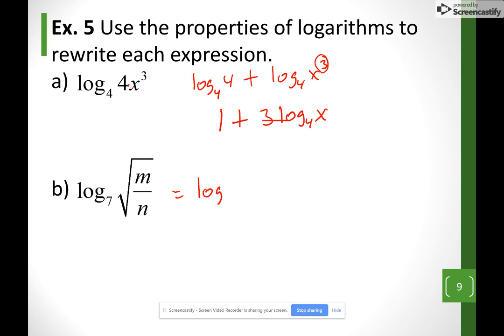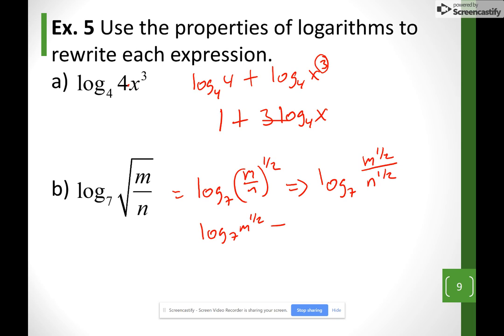On example B, let me write the radical as a fraction. I have log base 7 of m over n to the 1/2, which is also known as log base 7 of m to the 1/2 over n to the 1/2. I got rid of parentheses. I brought the exponent to the inside. I see division, so I'm going to expand it as log base 7 of m to the 1/2 minus log base 7 of n to the 1/2.